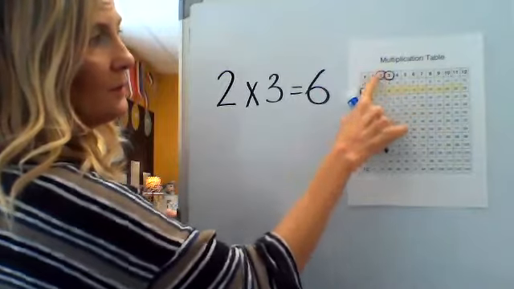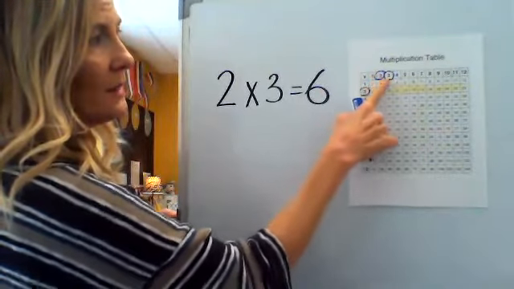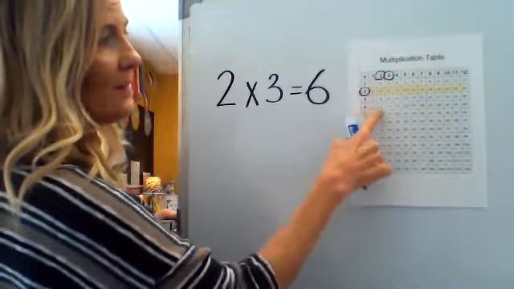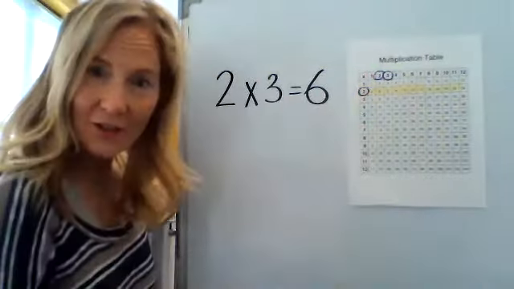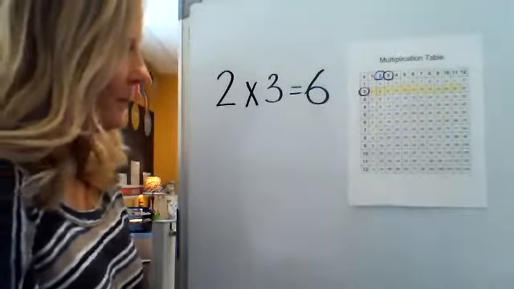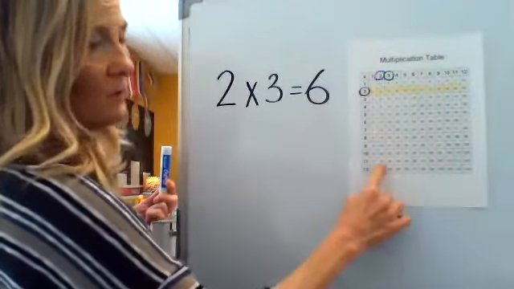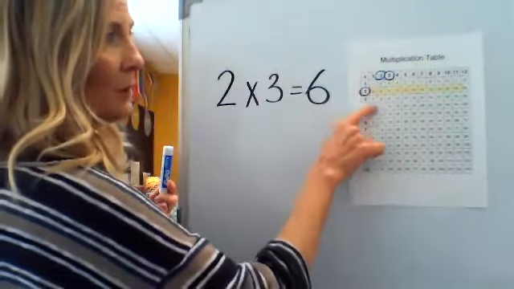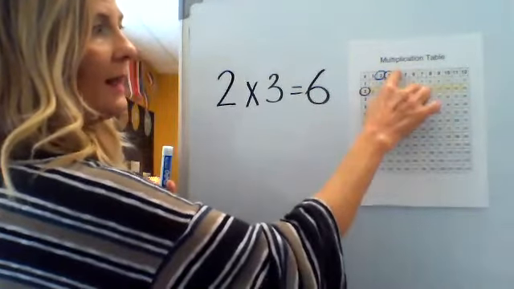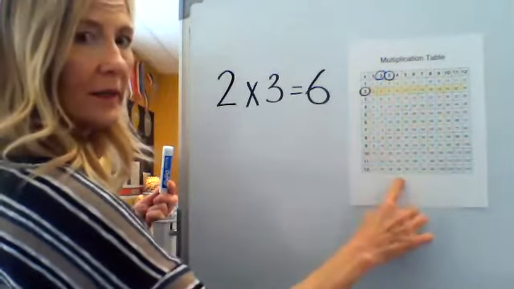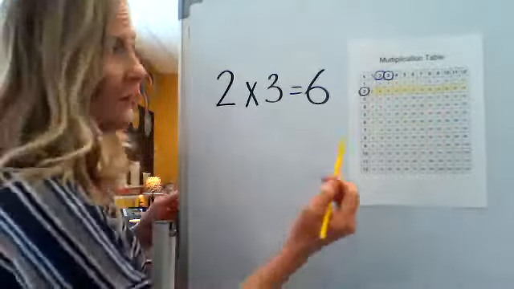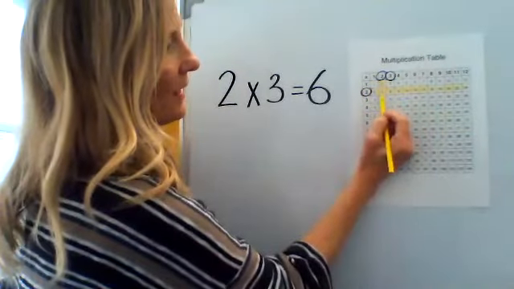2 times 1 is 2, 2 times 2 is 4, 2 times 3 is 6, 2 times 4 is 8, 2 times 5 is 10, 2 times 6 is 12, and so on. So we'll fill in our multiples of 2 horizontally and our multiples of 2 vertically. We'll fill in our multiples of 4 horizontally and our multiples of 4 vertically. Once the products are filled in, then we can get to shading.